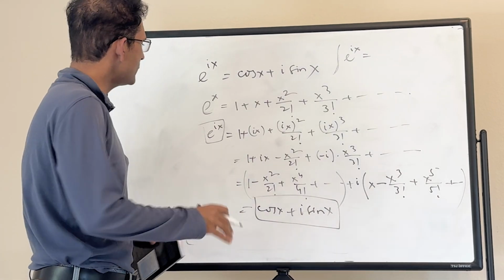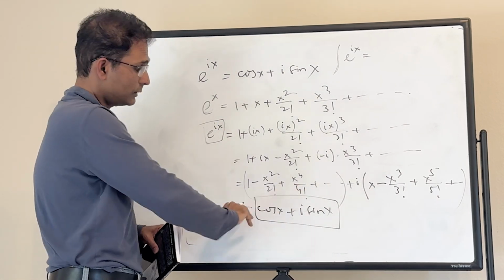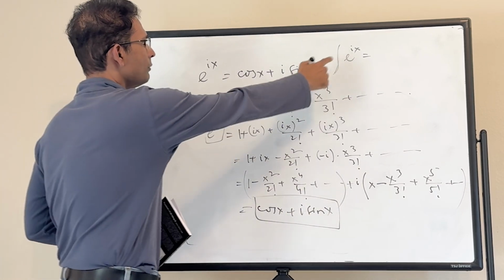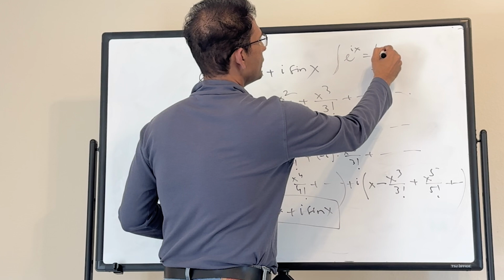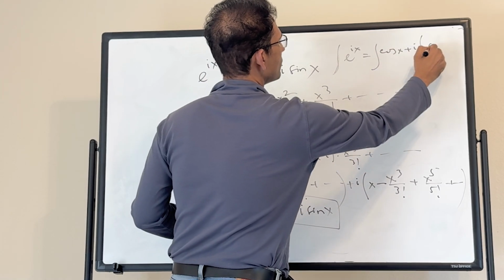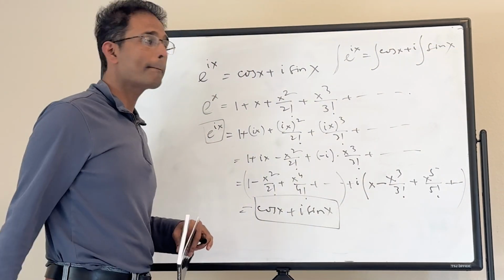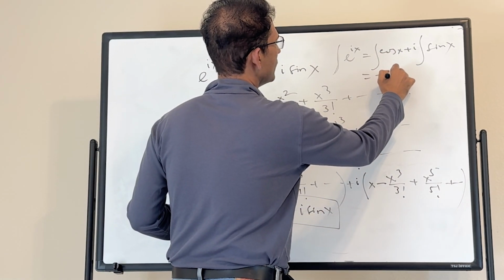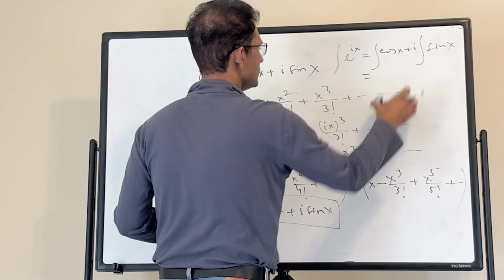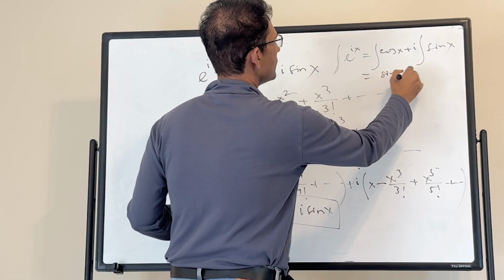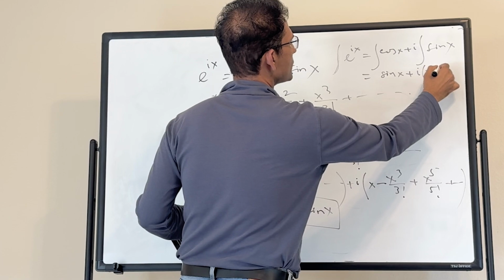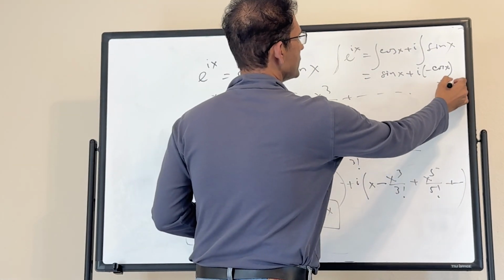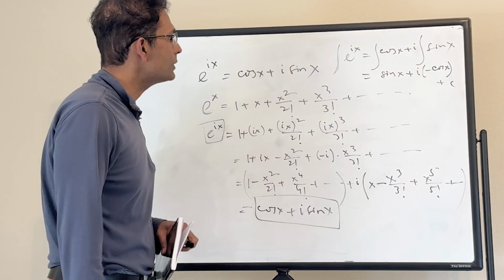Because I know e to the ix is given by a real part and an imaginary part, why not simply define the integral of e to the ix as the integral of the real part plus the integral of the imaginary part? So this is going to give us sine x, since the integral of cosine x is sine x, plus i times minus cosine x, since the integral of sine x is minus cosine x, and you have a constant. It's an indefinite integral, so you always have a constant.